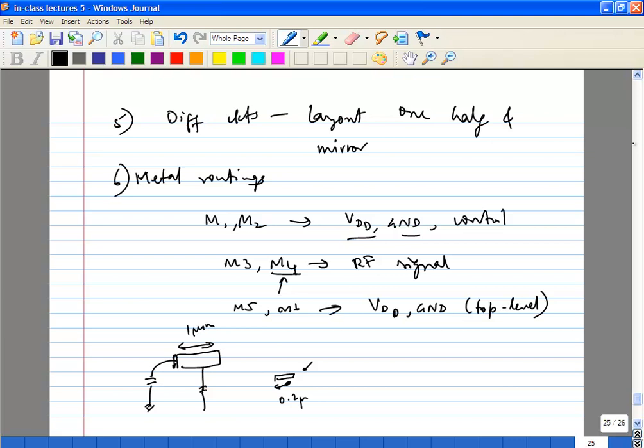Then you may choose to use the thick metals to route VDDs and grounds at the top level. For example, once you start combining multiple circuits, your VDD and ground lines start carrying a lot of current, and definitely thicker lines M5, M6 are going to have lower resistance. They can handle larger current densities. So you probably want to go like this. Obviously this includes a lot of things. For example, it's not just VDD and ground, but all high current lines.